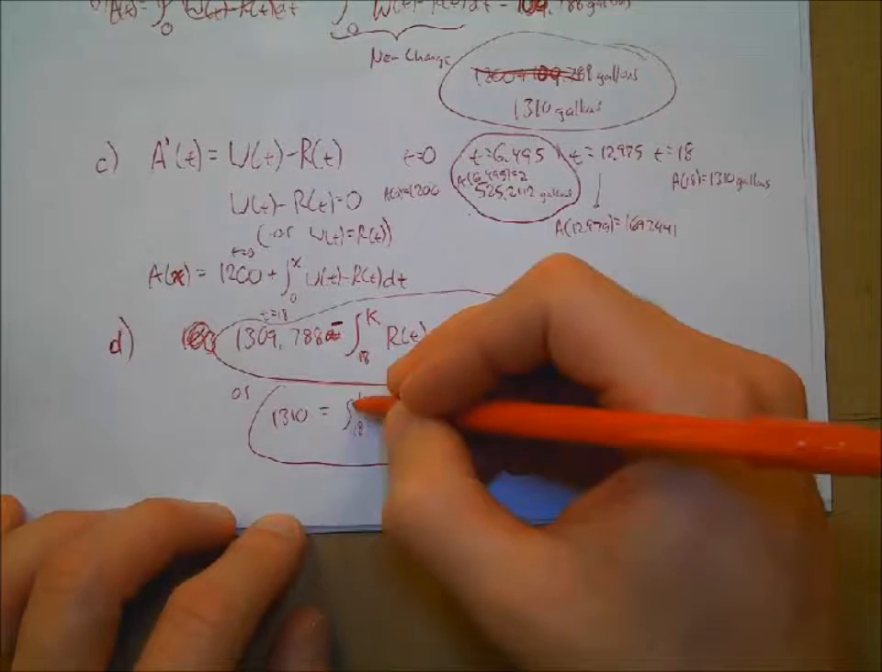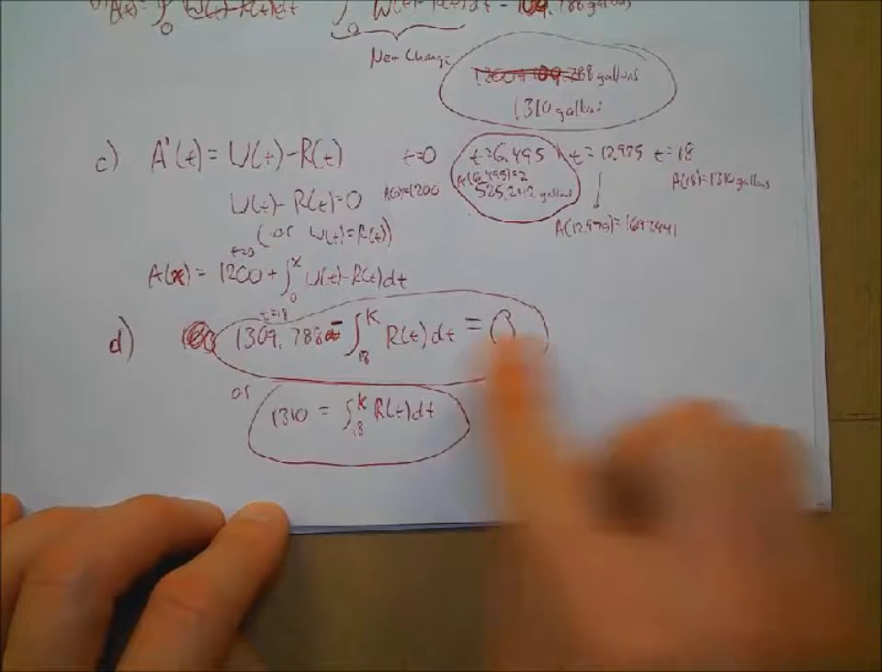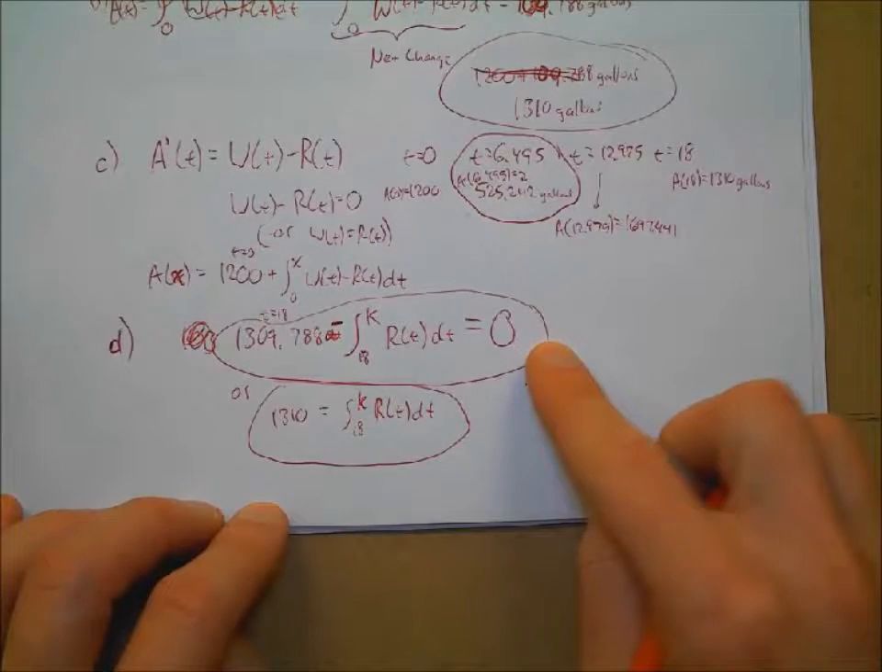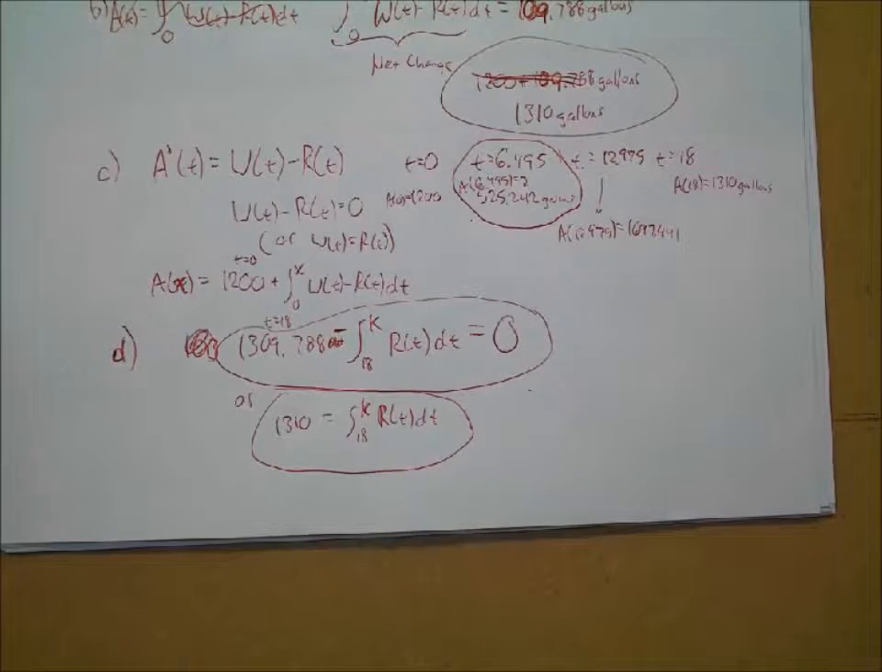Because this integral right here, we could add the integral over, and so it would be the integral from 18 to k of r of t dt. When does that equal the 1,309.788 or the 1,310 there? Whatever you prefer. But okay. So yes. All right. Questions on any of that?